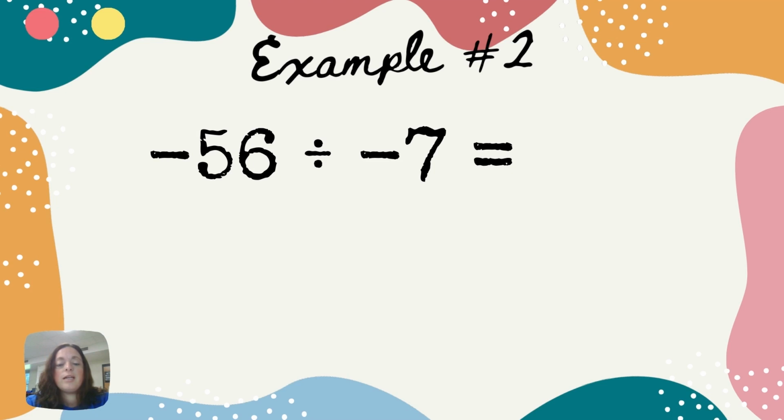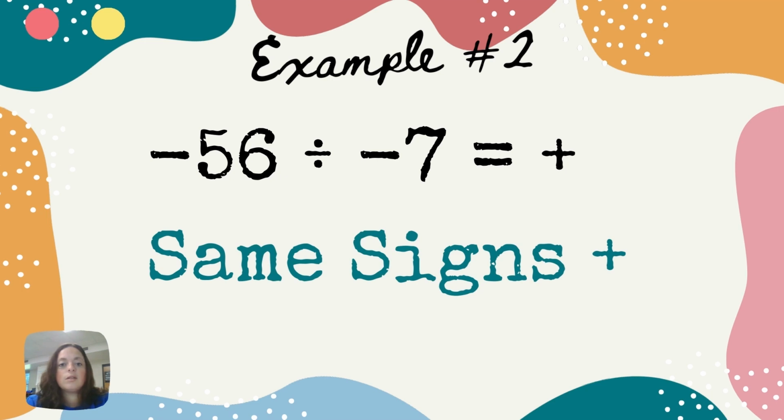Example number 2, negative 56 divided by negative 7. So let's notice the signs. Both of them are negative, so they have the same signs. That means our answer is going to be positive. So let's go ahead and put a positive sign by the answer before we even try to divide. Then we just figure out what 56 divided by 7 is. It's one of the basic math facts. So 56 divided by 7 is 8. Since the answer has to be positive, then our answer is positive 8.